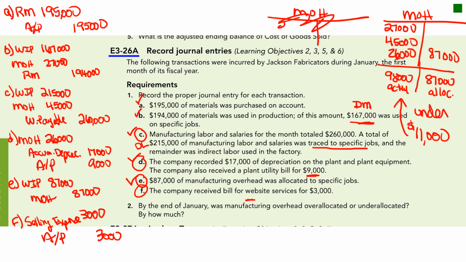And then of course, if you were going to close that one out, they don't tell you to do it, but if you had to fix that one, then what you would most likely do is debit cost of goods sold for $11,000 and credit the manufacturing overhead for $11,000, and that would essentially adjust the overhead to zero and adjust the cost of goods sold.